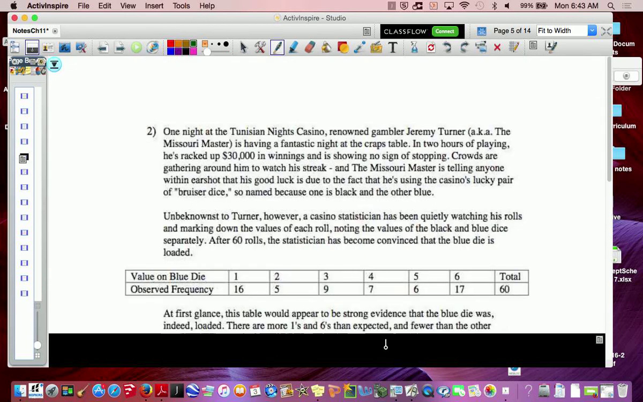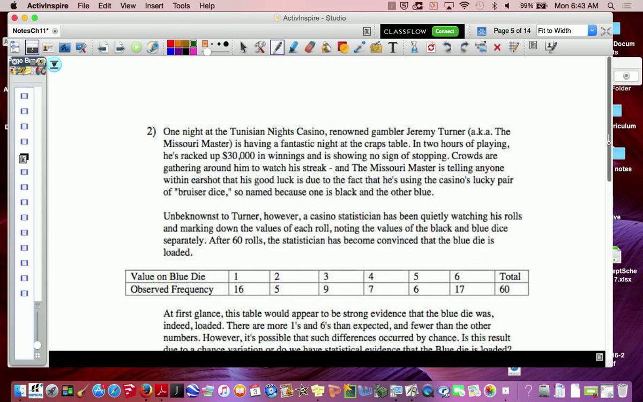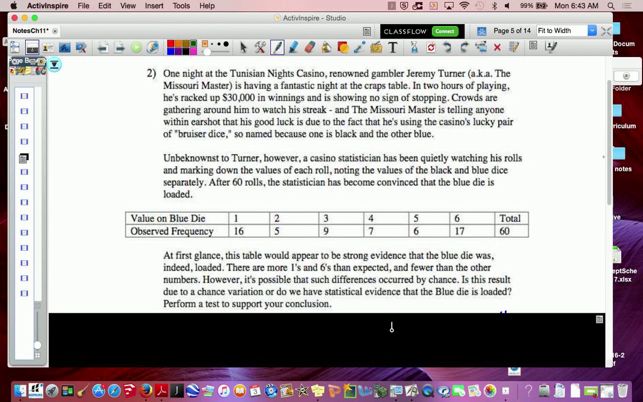Hopefully it'll let me do it. So let's take a look here. Set up the context of our problem. It says, one night at the Tunisian Night Casino, renowned gambler Jeremy Turner, aka the Missouri Master, is having a fantastic night at the craps table. In 2 hours of playing, he has racked up over $30,000 in winnings and is showing no sign of stopping. Crowds are gathering around him watching his streak, and the Missouri Master is telling everyone within earshot his good luck is due to the fact that he's using the casino's lucky pair of bruiser dice, so named because one is black and the other is blue.